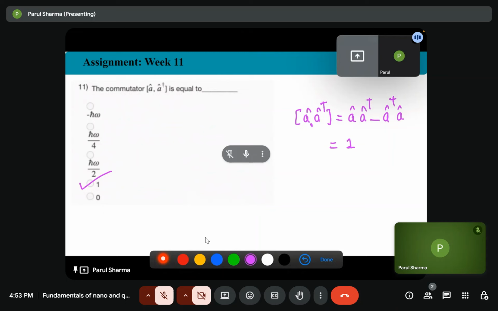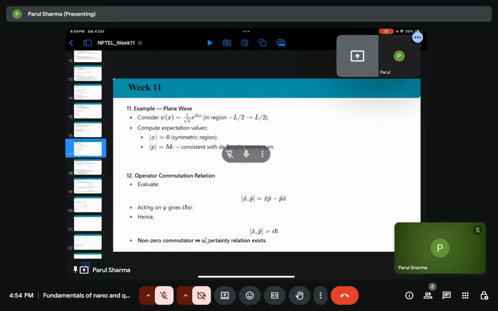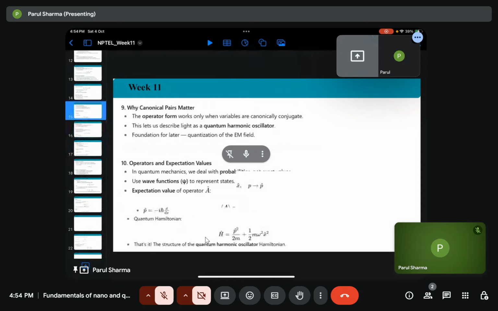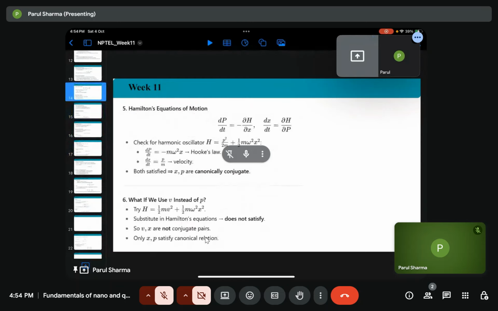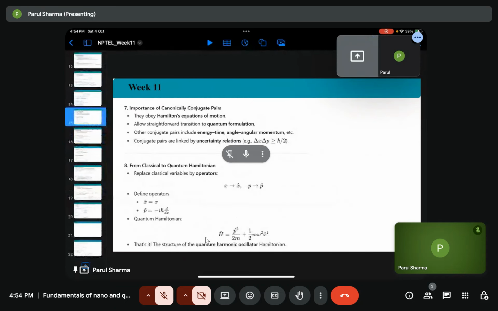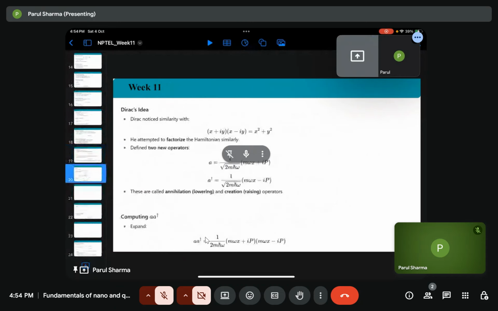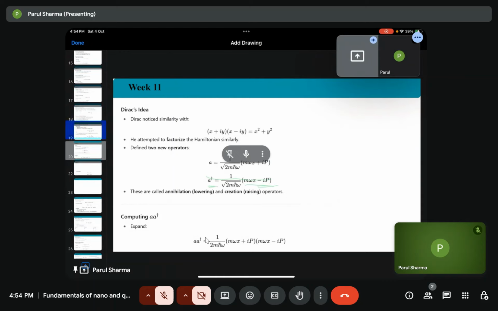We saw that right in the class. A is equal to 1 by root 2 mh cross omega times m omega x plus iota p. Similarly, A dagger is m omega x minus iota p.